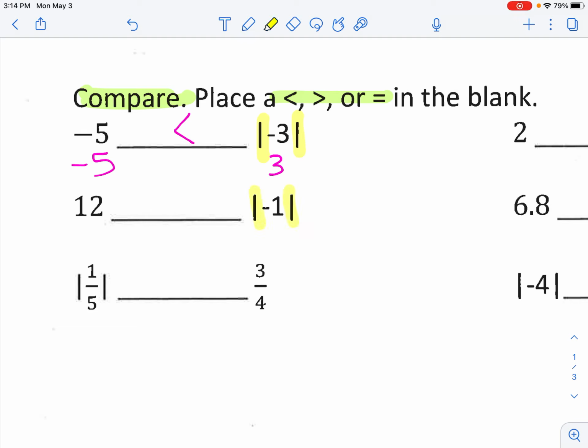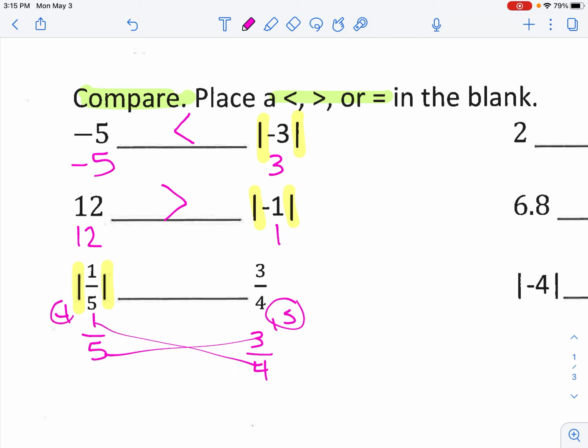12 compared to the absolute value of -1. So we're comparing 12 on the left to 1 on the right because the absolute value of -1 is 1. So 12 is greater than 1. We're comparing the absolute value of 1/5 to 3/4. Well, the absolute value of 1/5 is 1/5, and 3/4 is 3/4. I'm going to use cross products to find out which one is greater. So if I multiply 5 times 3, I get 15, and 4 times 1 is 4. Well, 4 is less than 15, so 1/5 is less than 3/4.